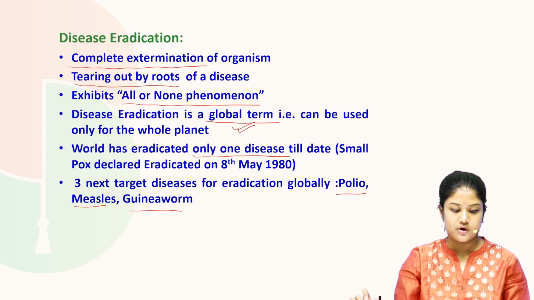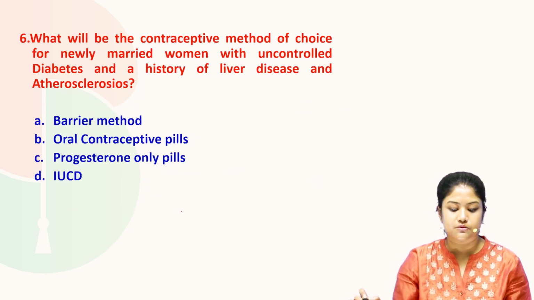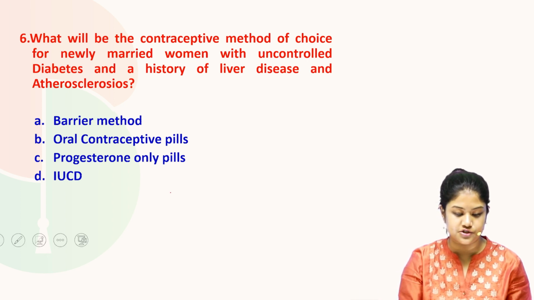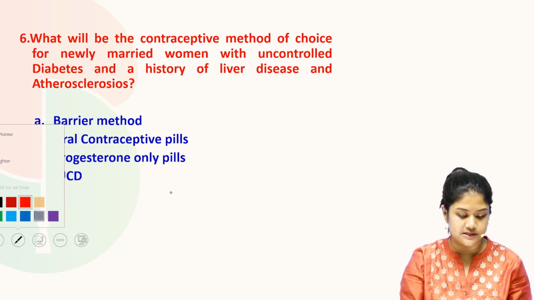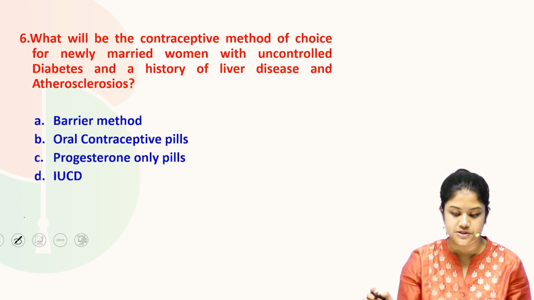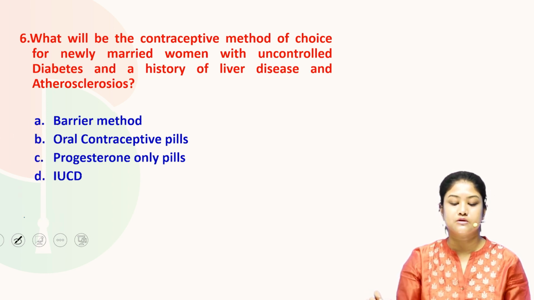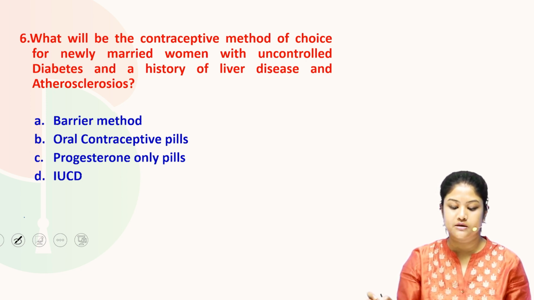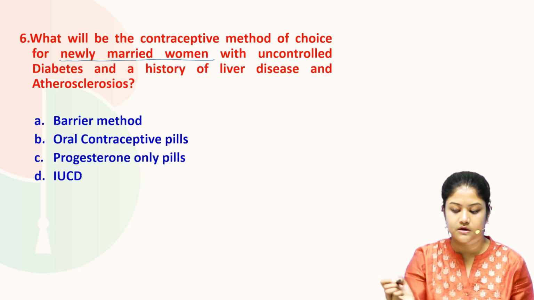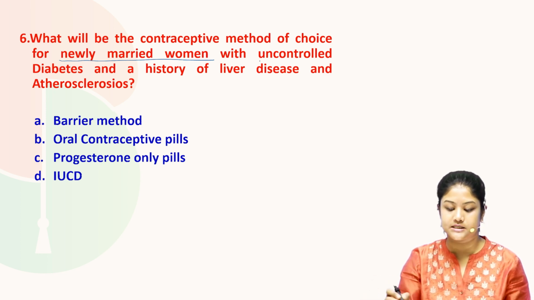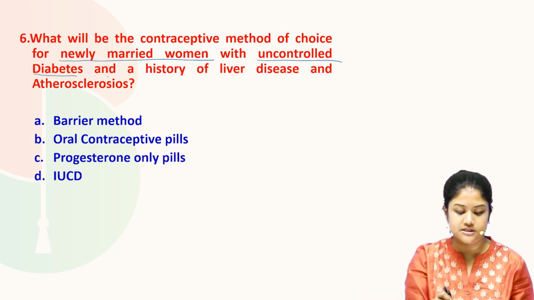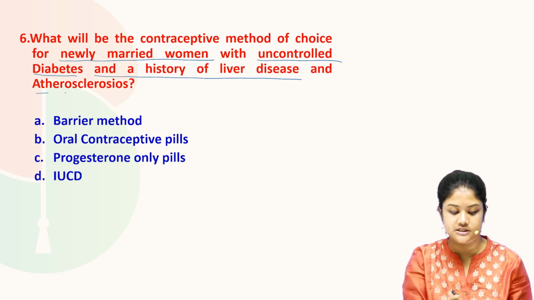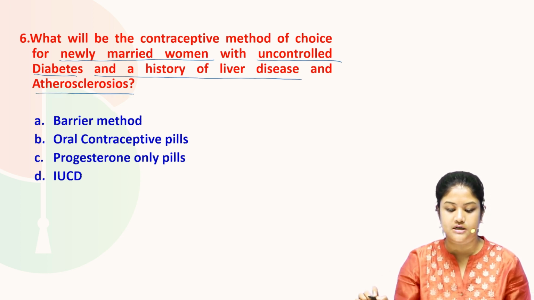So let's look into our next question. It is, what will be the contraceptive method of choice for newly married women with uncontrolled diabetes and a history of liver disease and atherosclerosis? So in this option, we are asked to find out or suggest the contraceptive method of choice for newly married women along with comorbidities, that is uncontrolled diabetes and a history of liver disease as well as atherosclerosis.